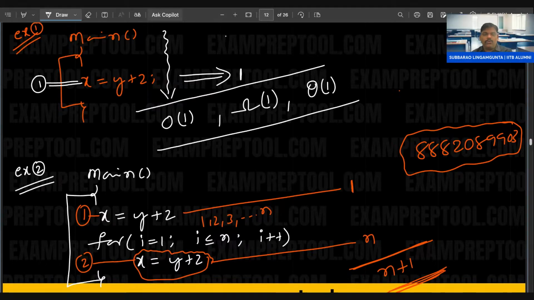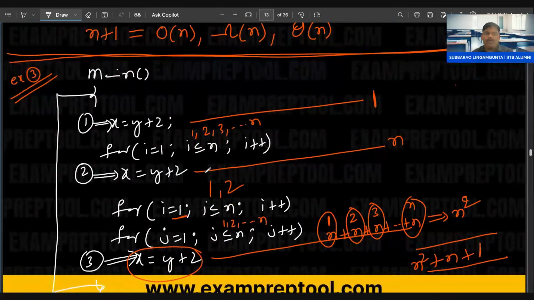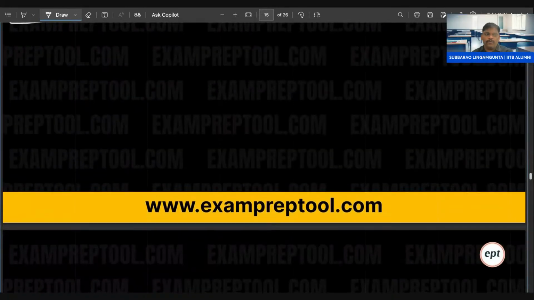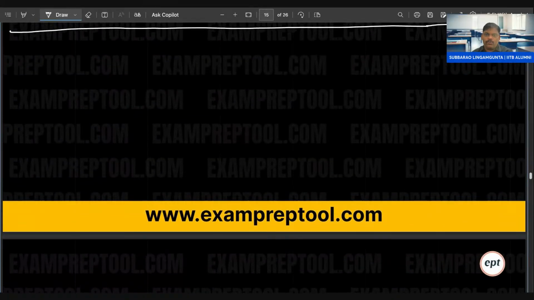Yeah, let's move to the next problem. 4 problems I have done. Hope no one has any doubt. Let's go to the 5th problem. Example 5. Right, so this is going to be a very interesting problem.